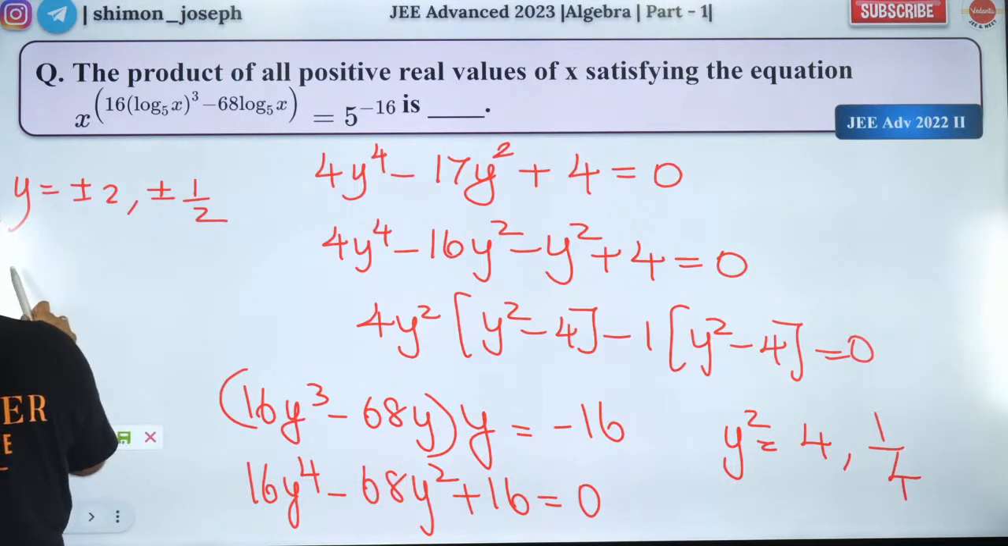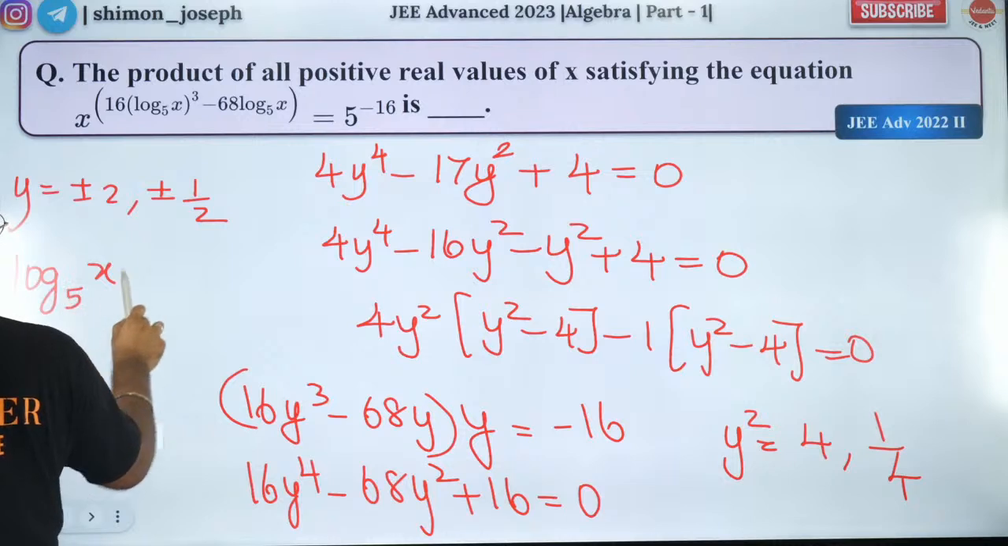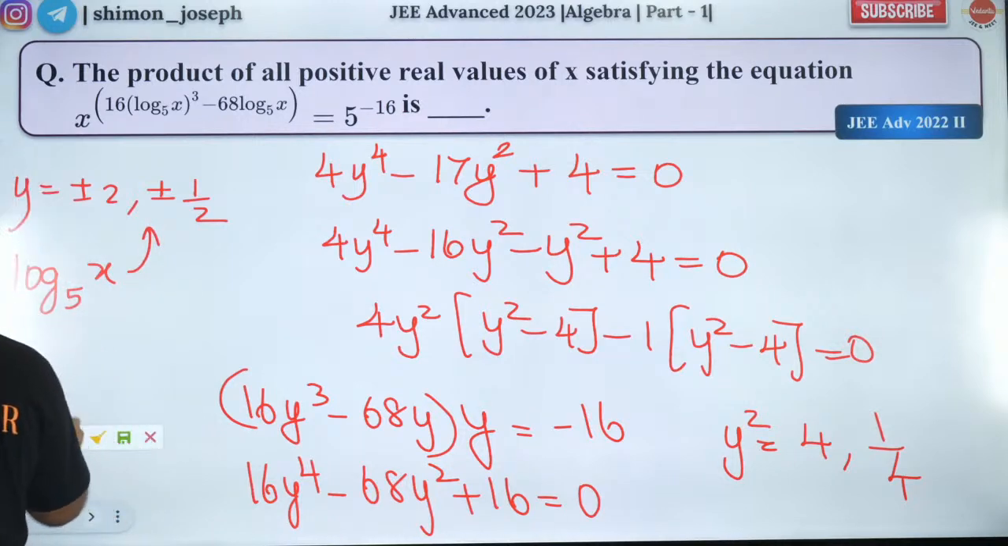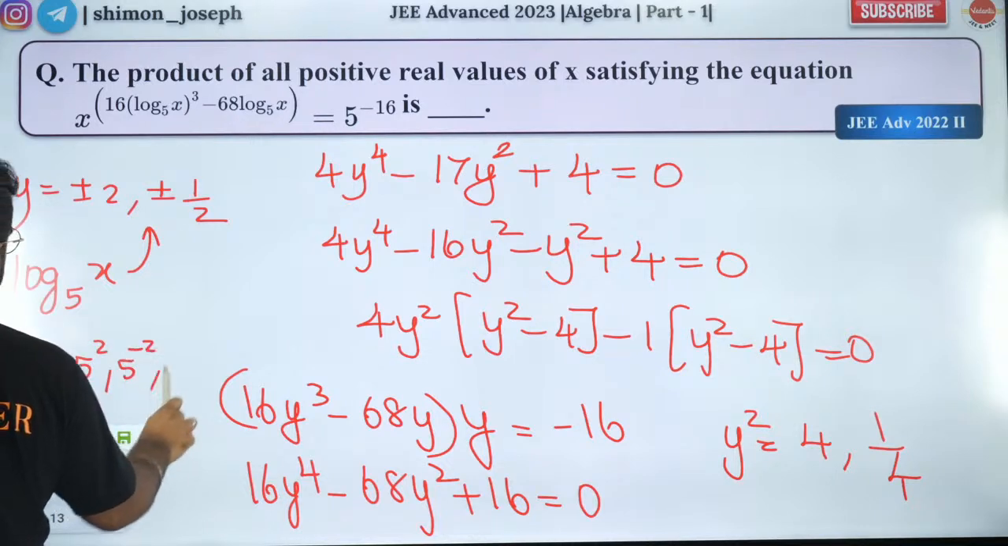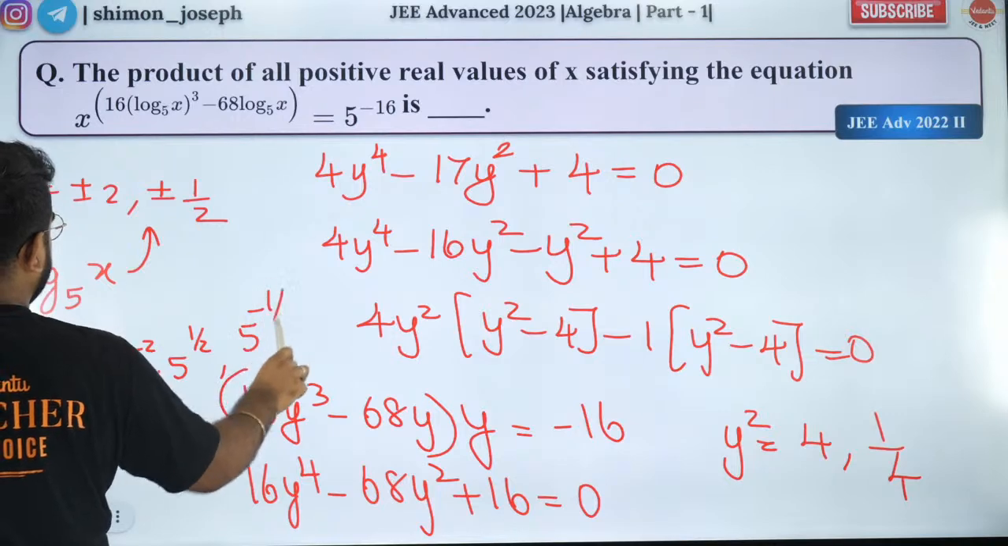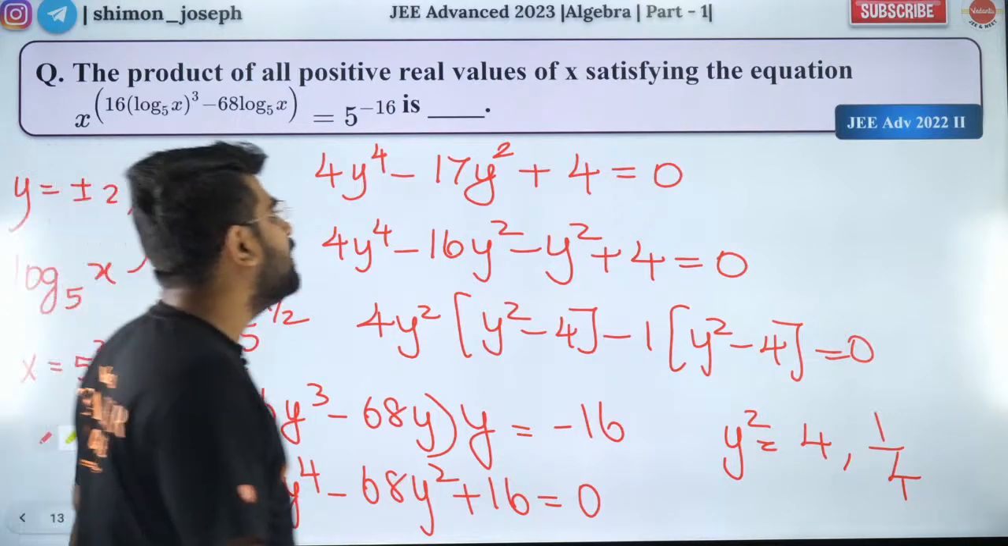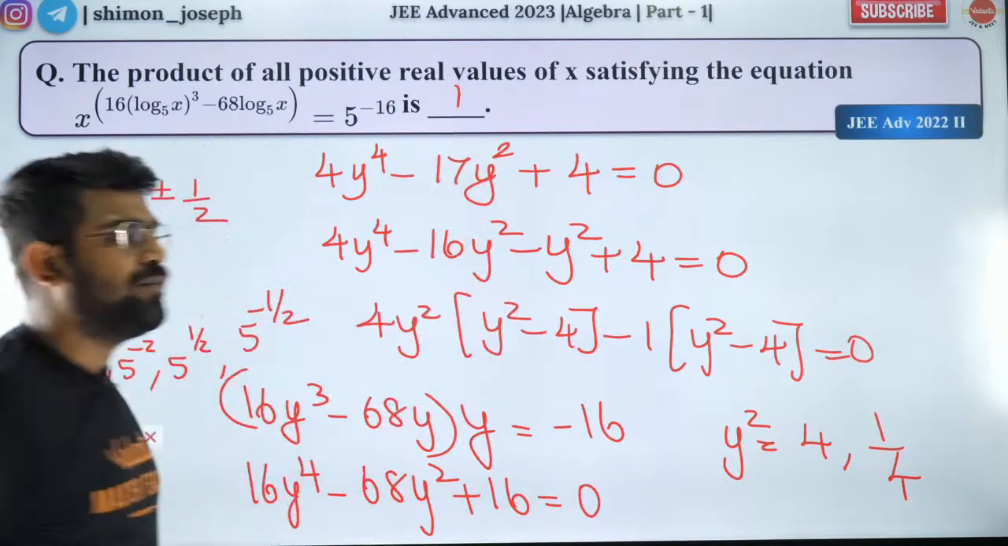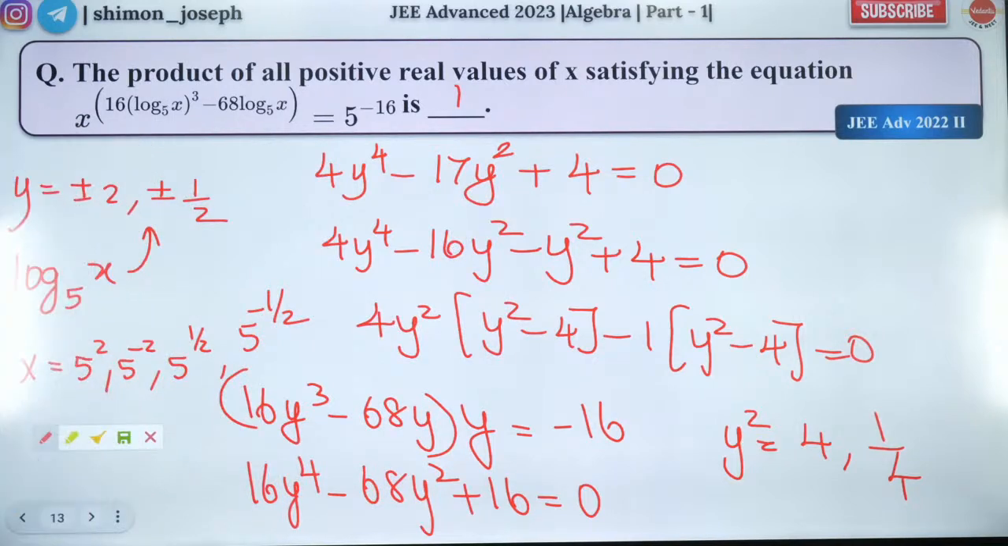So what is y? y is log x to the base 5. That is equal to this much. So what is x? x is 5 to the power 2, 5 to the power minus 2, 5 to the power half and 5 to the power minus half. So if I multiply all of them, I will get 1.